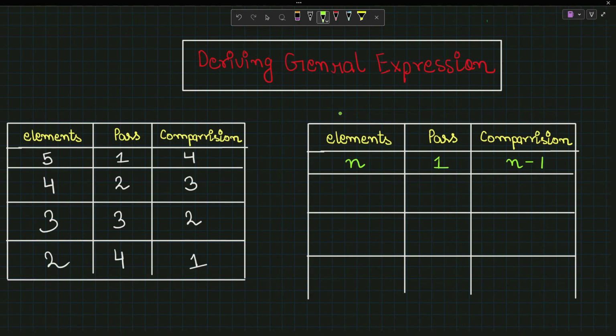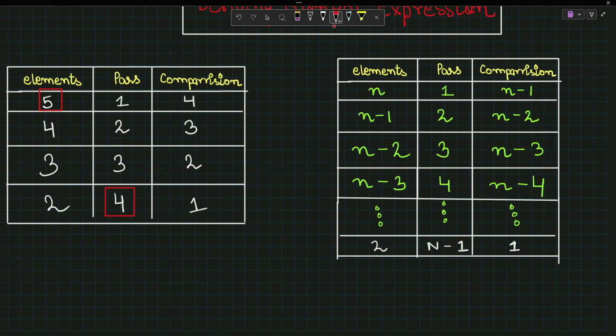Here in pass 1, the number of elements is n, so the number of comparisons done will be n minus 1. In pass 2, one element was sorted in pass 1, so the elements left will be n minus 1, and the number of comparisons done will be n minus 2. In pass 3, one element was sorted in pass 2, and another element was sorted in pass 1, so the total elements sorted will be 2. So the elements left to be sorted will be n minus 2, and the number of comparisons done will be n minus 3. This process will repeat.